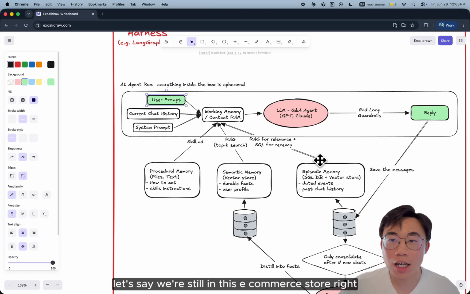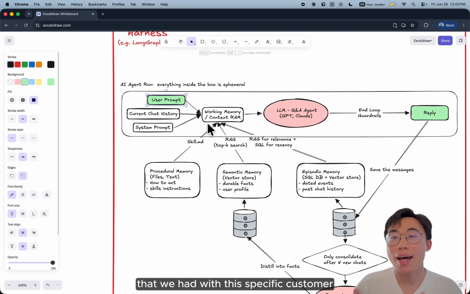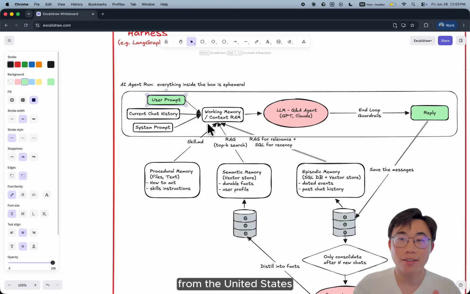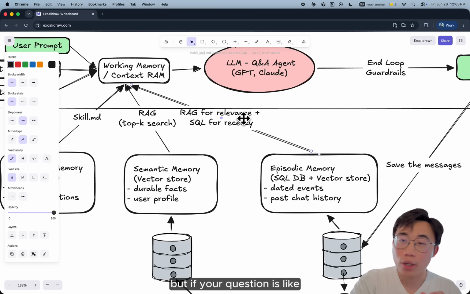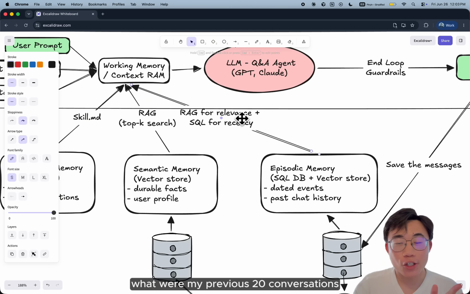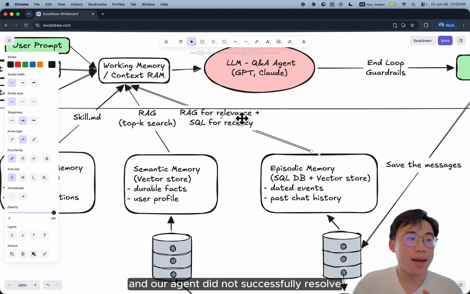Let's say we're still in this e-commerce store, right? The user question could be like, what were the previous 10 conversations that we had with this specific customer from the US? And then you might just need a SQL query to query something that's pretty recent from this episodic memory. But if your question is like, what were my previous 20 conversations that have customer complaints on the quality of the products and our agent did not successfully resolve?